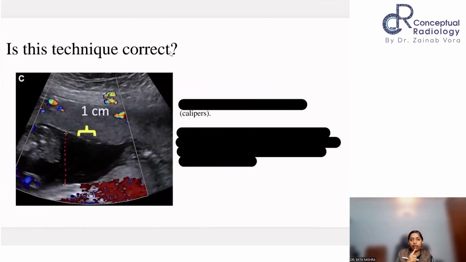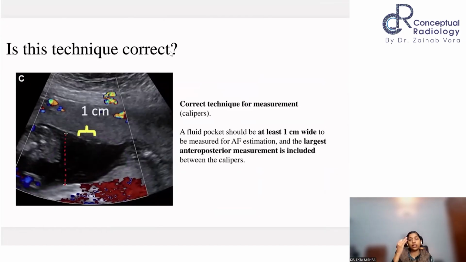Is this technique correct? Or can we improve upon this? So yes, this technique is fine. This is the correct technique because the pocket width is 1 centimeter and we are measuring not here, we are measuring the largest anteroposterior dimension that is available to us in this pocket, right? So this is how the one quadrant should be measured.